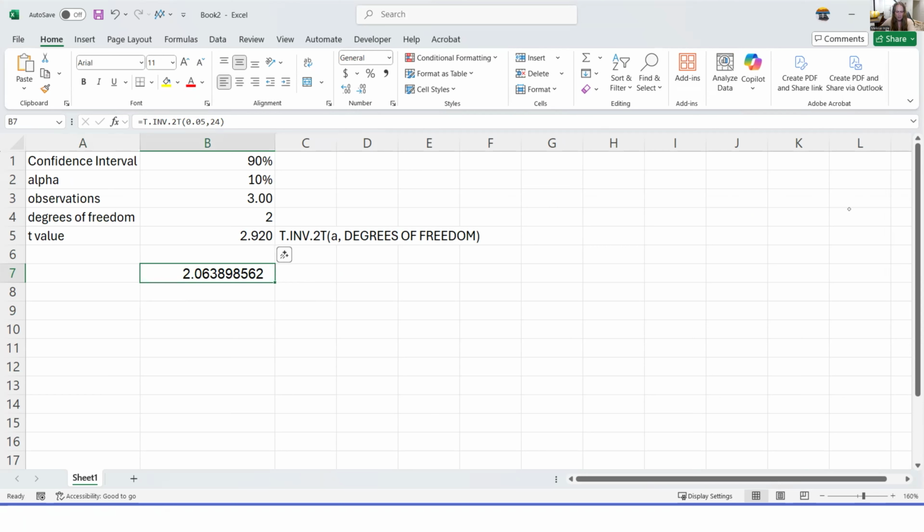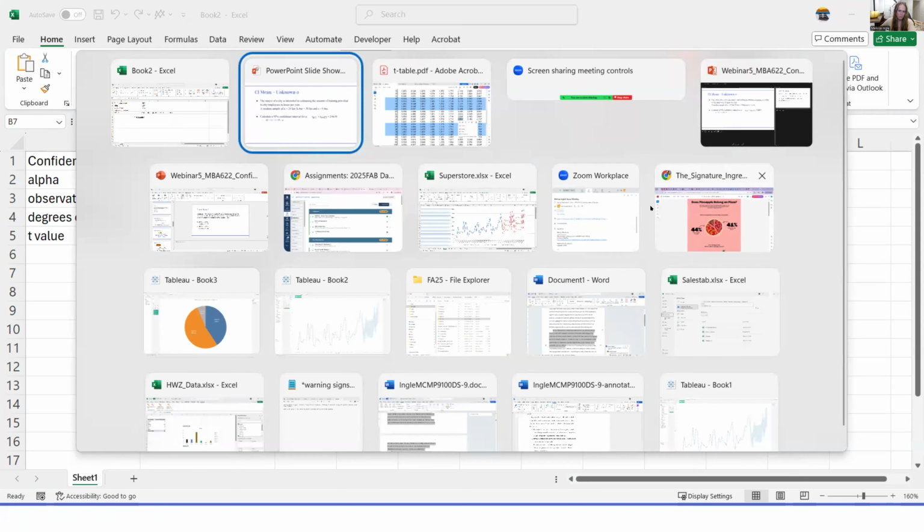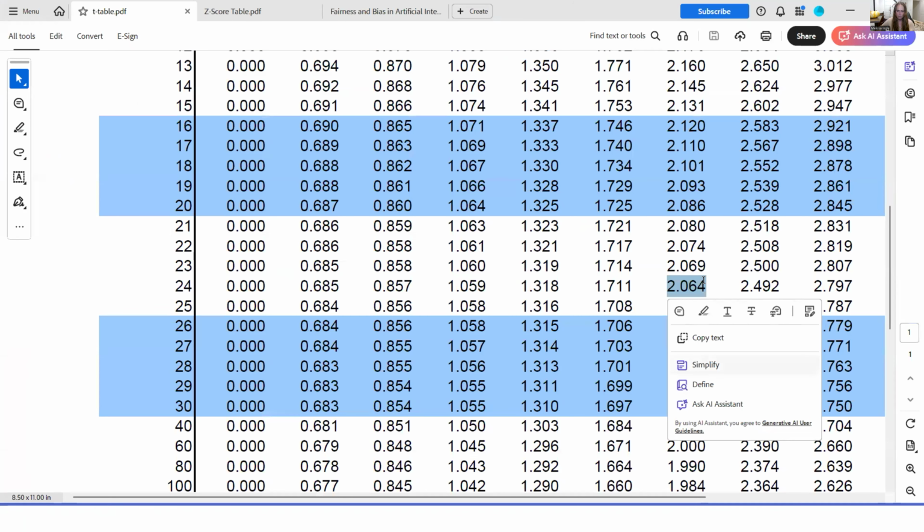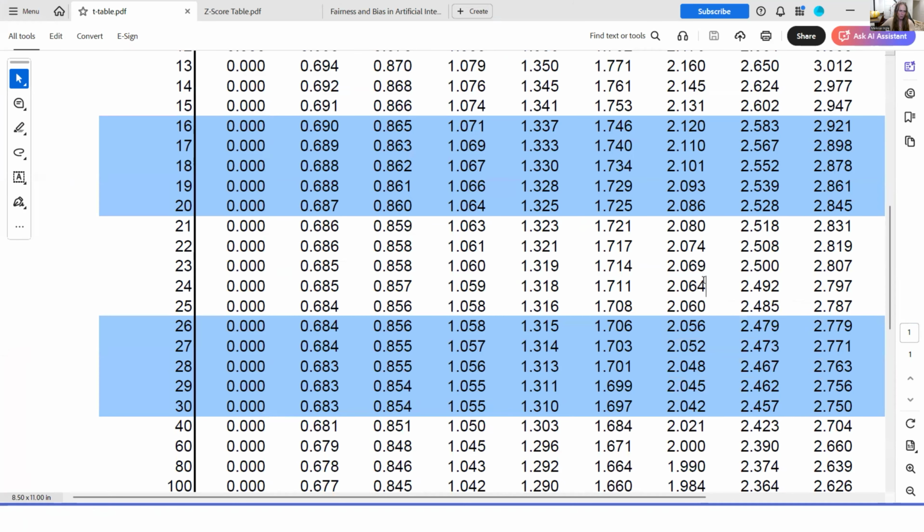2.0639. That's where I got this number from. Excel is your friend. It can do all this stuff for you. The table is your friend. It can do all this stuff for you. Don't knock yourself out. Whichever one works for you, use that method, okay?